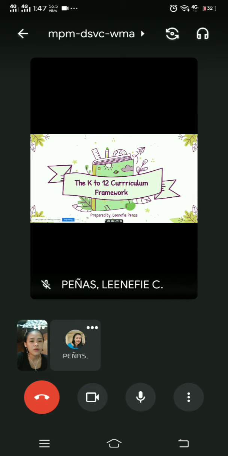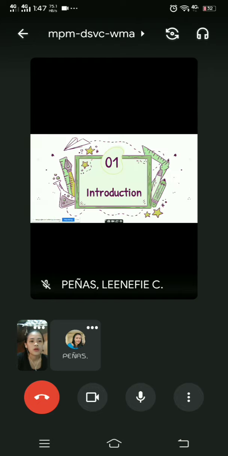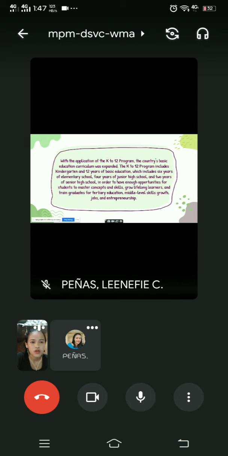So for our first topic, we have the K to 12 curriculum framework. We have three parts: introduction, salient features of the K to 12 curriculum, and teachers' roles in the K to 12 curriculum. So, introduction. Our country implemented the K to 12 program for us to what? Okay, for us to improve or to compete with other countries internationally.